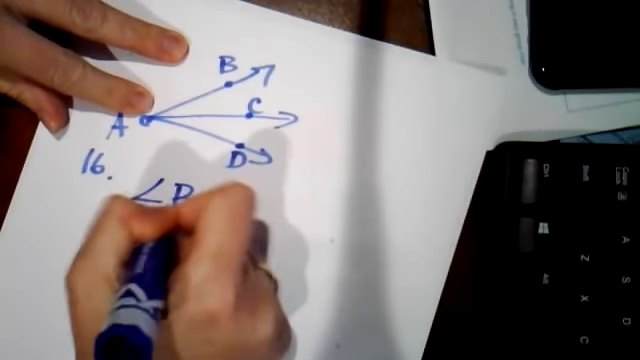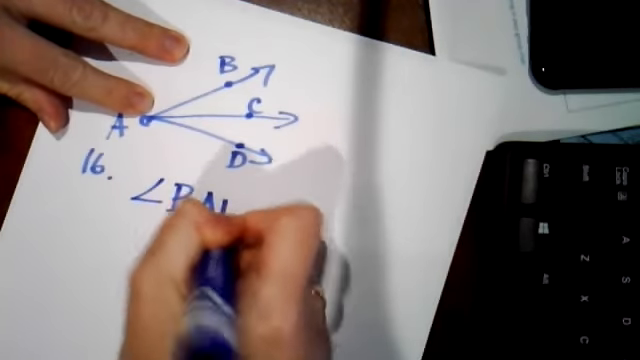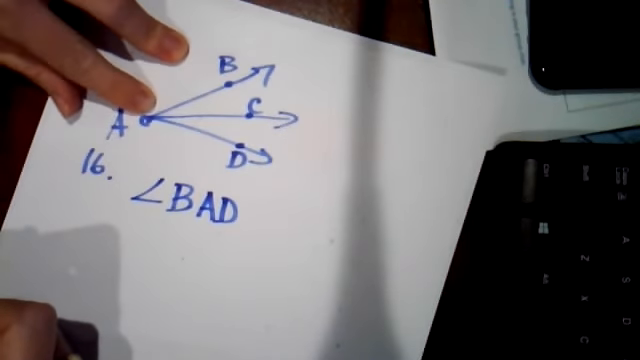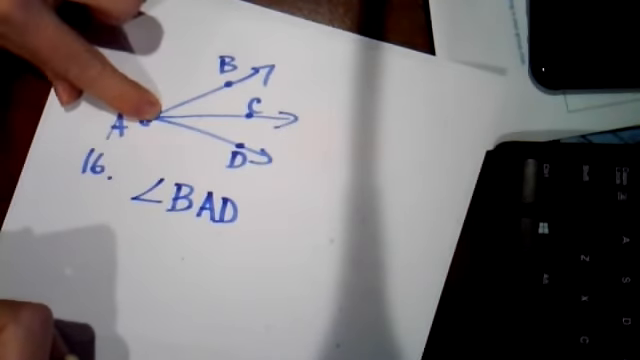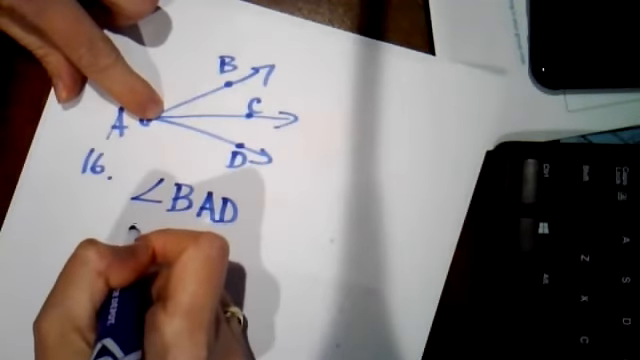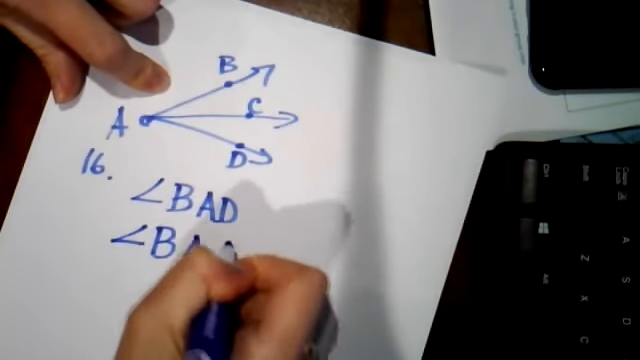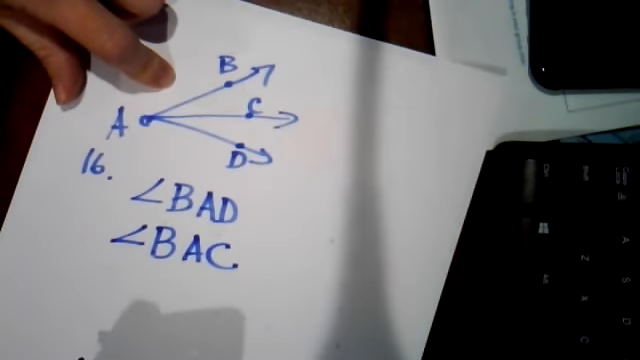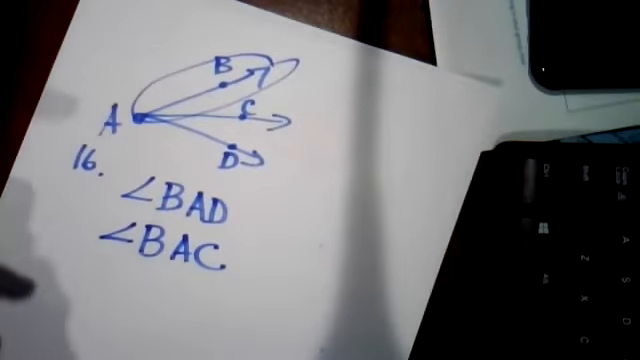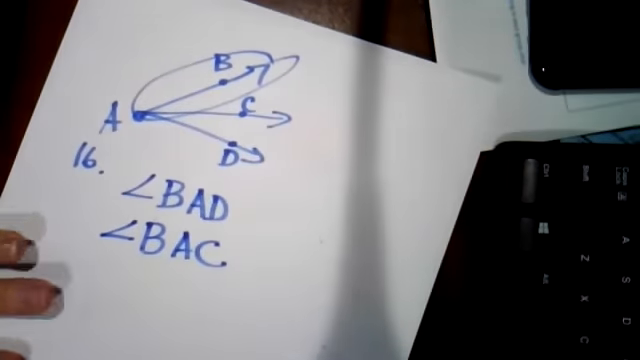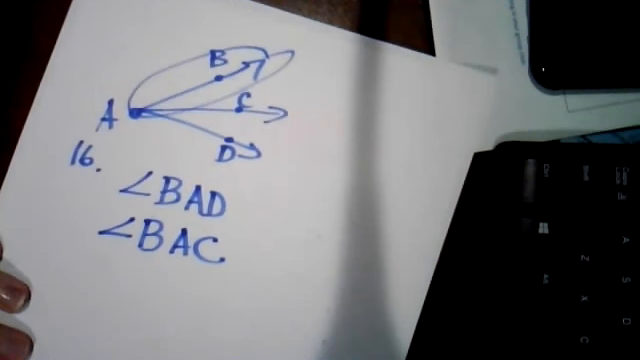So we are going to say angle BAD, okay? That's angle BAD. It has that common ray with angle BAC. Okay, so in this case, the common ray was on the outside. So your picture for 16 could look like what you were doing for 15.